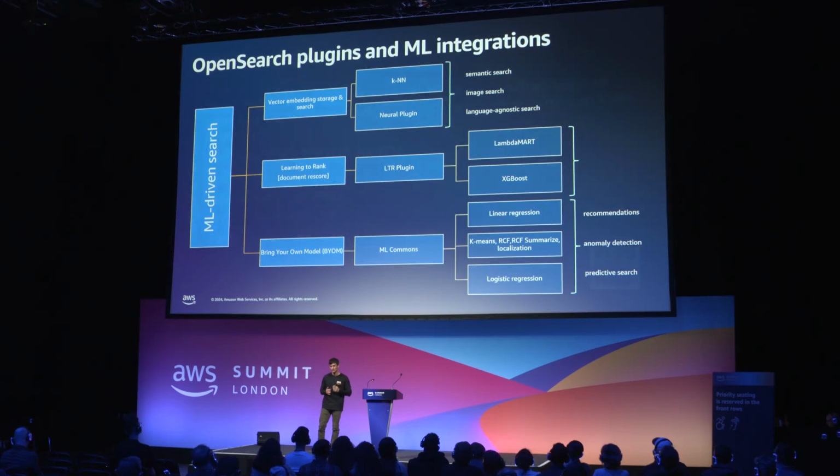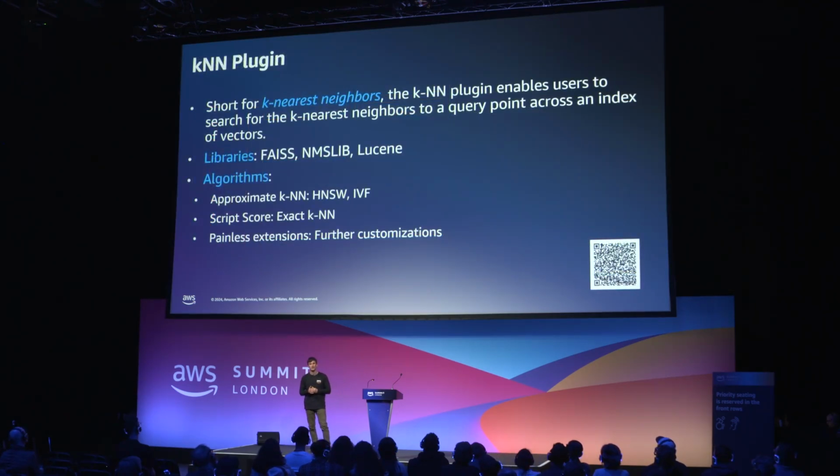Now, let's go a bit more into detail on the 2 plugins related to vector search. The first one, and the core of all of it, is the KNN plugin, which stands for K-Nearest Neighbors. This is the plugin that has been around for the longest time, since 2020, so now it's more than 4 years old. We've been evolving it and adding new capabilities based on our customers' feedback.